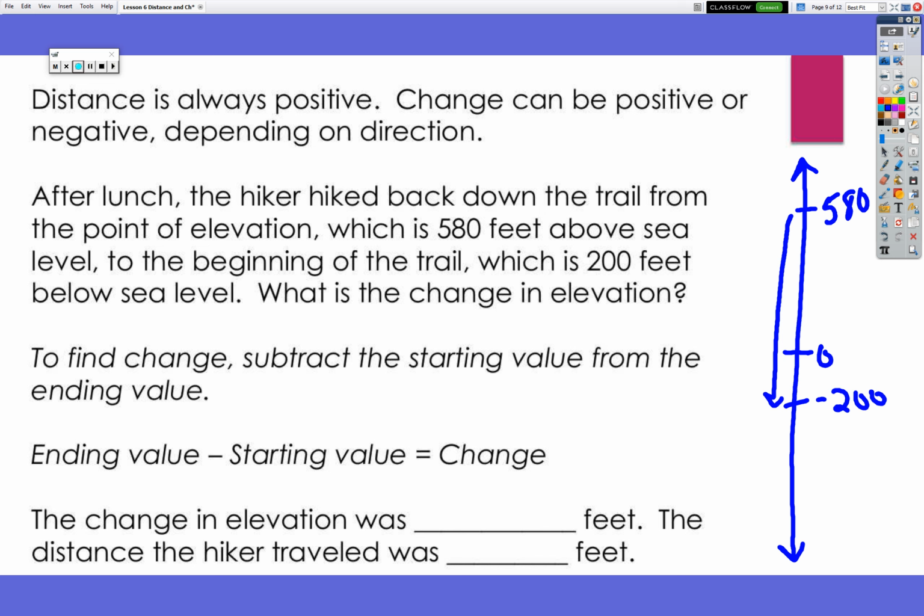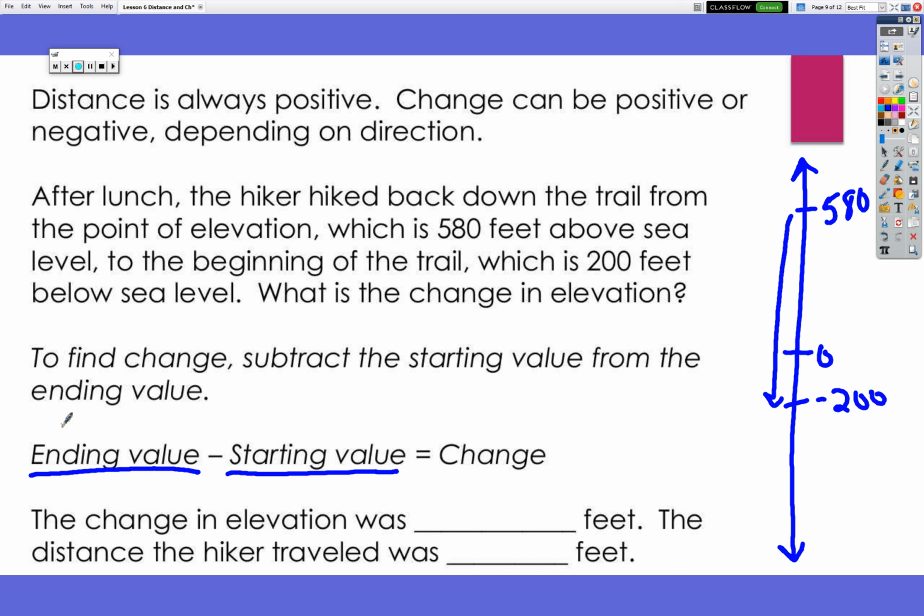This time it's asking us, what is the change in elevation? When we're finding the change, it's really important that we do the numbers in order, that we subtract in order. To find change, we start with the ending value and we subtract the starting value. So, where did the hiker end up? He ended up at the beginning of the trail, which is which is 200 feet below sea level.